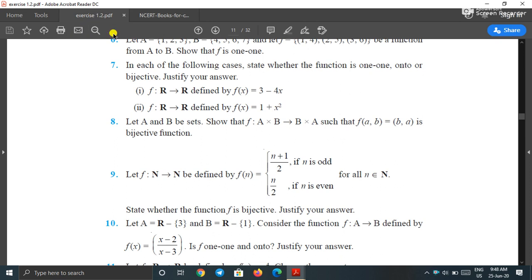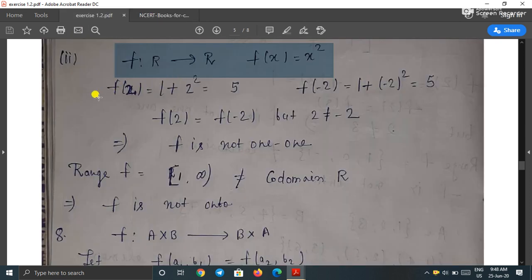Okay, now let us find the image of 2 and minus 2 under this function. f of 2 is equal to 1 plus x square, so 1 plus 2 square is equal to 5. And if we calculate f of minus 2, it is also 5. So f of 2 is equal to f of minus 2, but 2 is not equal to minus 2. This means different points have the same images. This shows that the function is not 1-1.